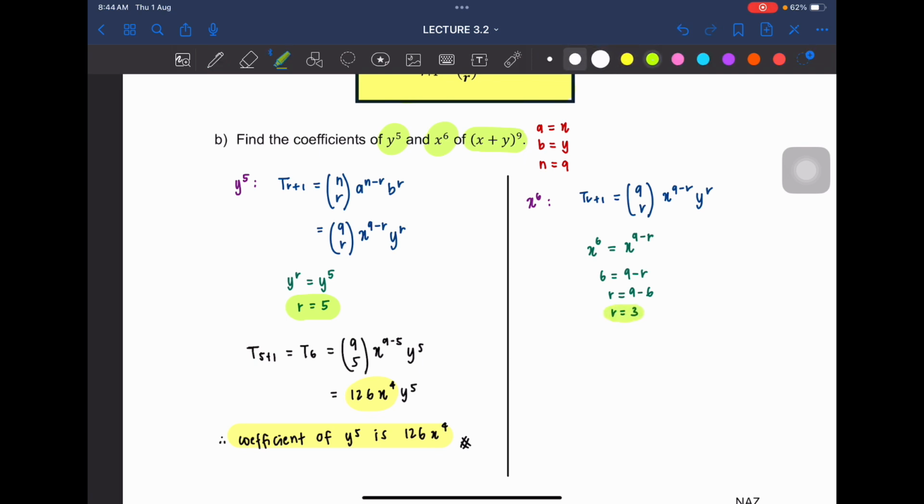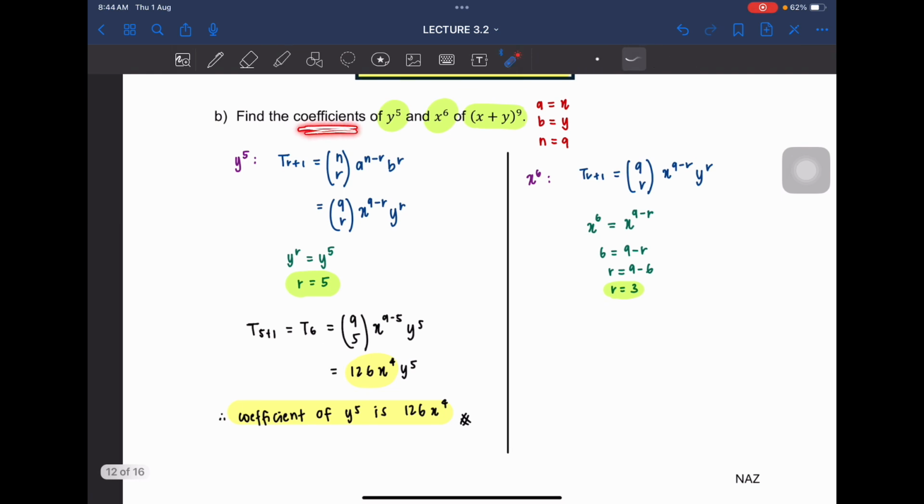So again, this is not your final answer yet because they want the coefficient, any number or any variable that is multiplied to the x to the power of 6. So just insert into your formula. So you have t3 plus 1.